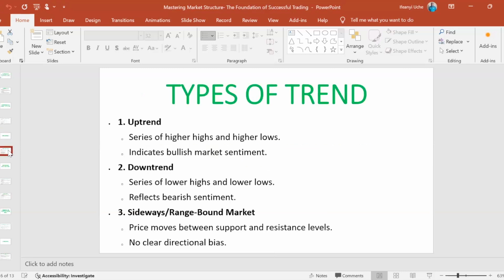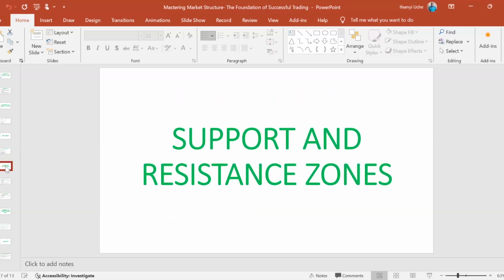Okay, so for types of trend, like I just explained, when you have a series of higher highs and higher lows, it is an uptrend, which indicates bullish market sentiment. So you should be looking for opportunities to buy in an uptrend. While a downtrend is formed by a series of lower lows and lower highs, and it reflects bearish sentiment. Of course, when you have sideways or range bound markets, price will move between support and resistance levels, and that is a market that has no clear directional bias. In such a situation, what should you do? Popular advice would be to stay away, but there are some that also trade through these kinds of markets. Then let's continue to the next, support and resistance zones.